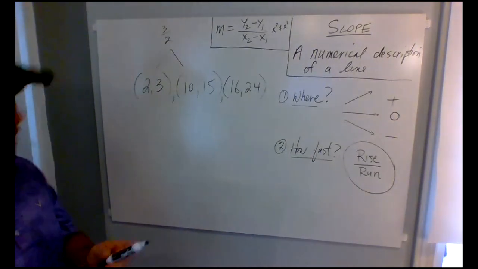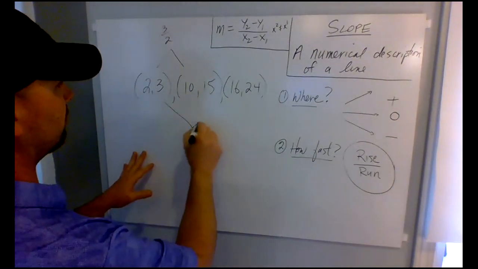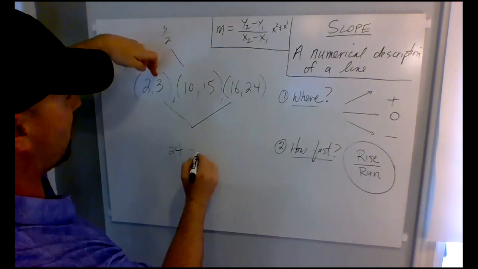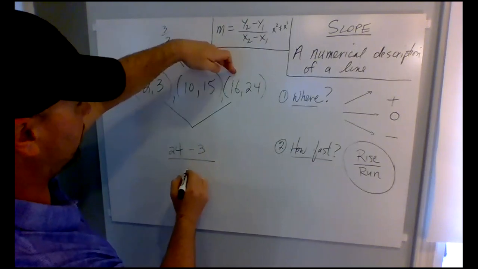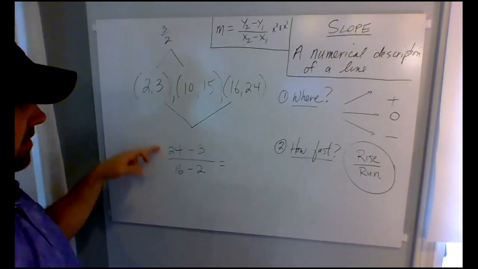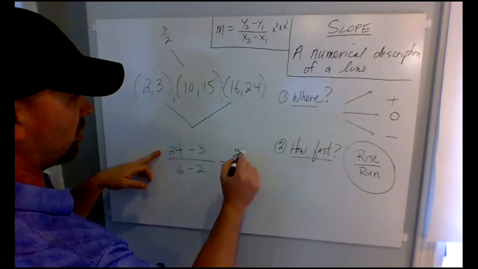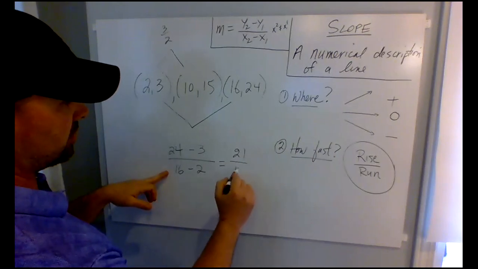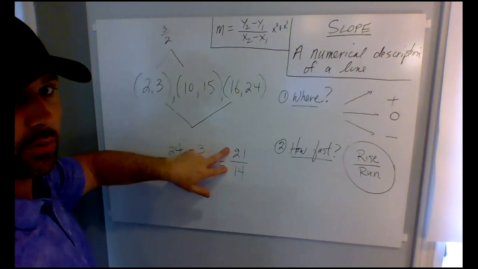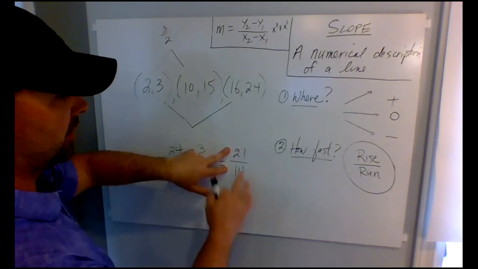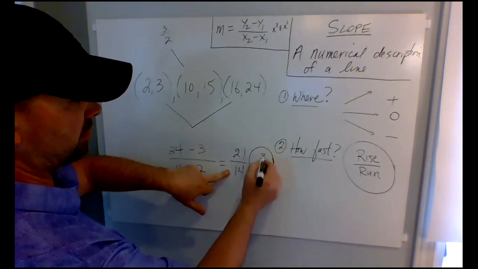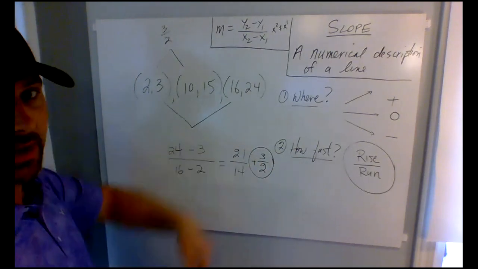Maybe I want more of a challenge and I pick these two. Okay, y2 minus y1 over x2 minus x1. 24 minus 3 is 21. 16 minus 2 is 14. Simplify. What goes into 21 and 14? That's 7. 7 goes into 21 3 times. 7 goes into 14 2 times. Same slope.